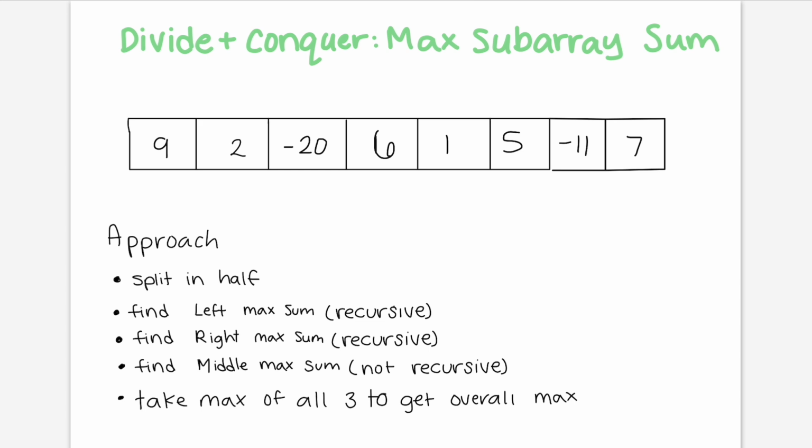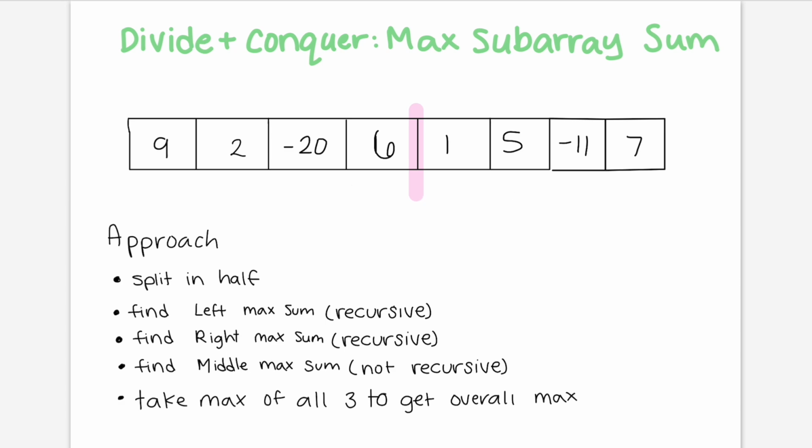So the approach is to consider three main cases, right? So divide and conquer, you're always dividing. And so this algorithm, you're going to divide it in half. And the first case would be that your maximum subarray is in the left-hand side. And then the other case is it could be on the right-hand side. But the third case is that it could be straddled between the left and right side.